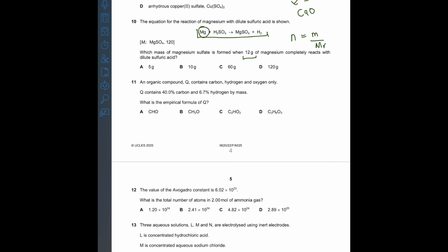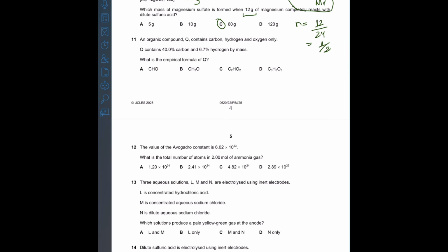So we need to find the number of moles for magnesium, 12 grams, and magnesium has an Mr of 24. So the number of moles for magnesium will be 12 divided by 24, which is 1 by 2. So 1 by 2 moles of magnesium means 1 by 2 moles of magnesium sulfate. Why? Because they have the same molar ratio. And what is the Mr of magnesium sulfate? It's 120. So 120 times 0.5 is 60. So 60 grams. I just rearranged this formula to find the mass. So the answer is C.